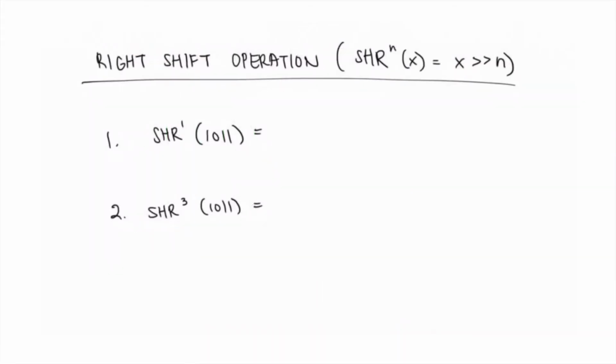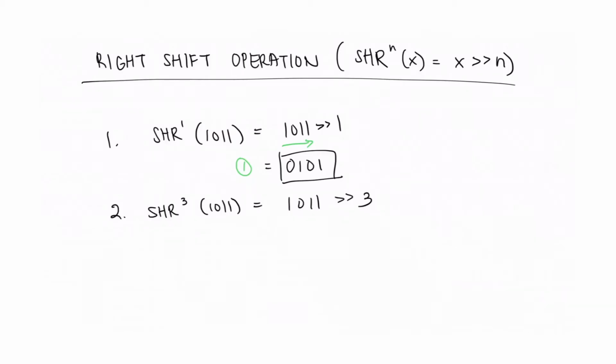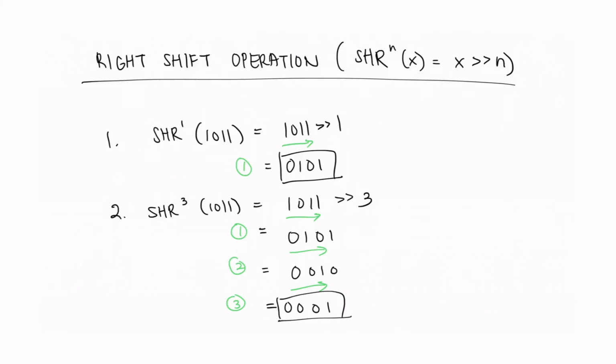The second operation is the right shift operation denoted by this symbol. This simply shifts the bits of the 32-bit word to n number of positions to the right. So for our first example, the n is 1. So we just have to move every digit to the right, giving us 0, 1, 0, 1. In the next example, our n is 3. So we just move each of the digits to the right for a total number of 3 times. Giving us 0, 0, 0, 1.